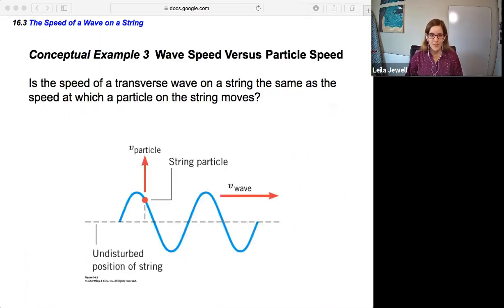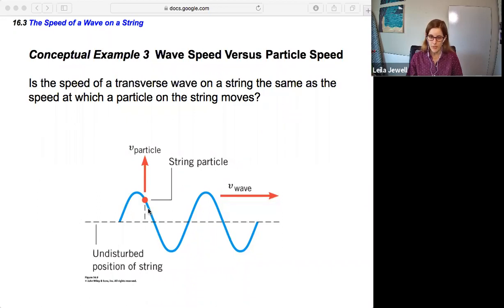All right, one more example for this section. Wave speed versus particle speed. Is the speed of a transverse wave on a string the same as the speed at which a particle on the string moves? So I want you to reflect on this before you go on. So go ahead and pause, and then you can see the result in just a moment.